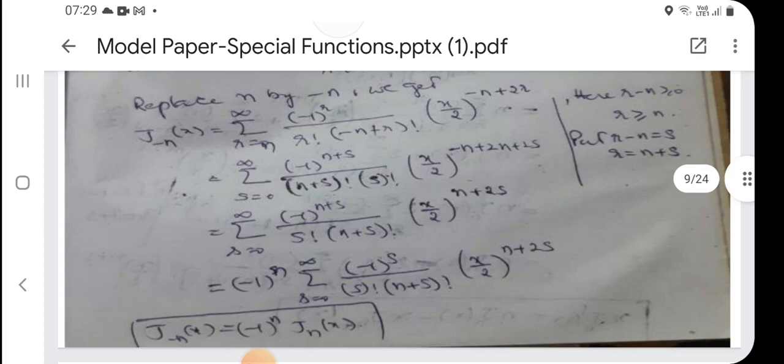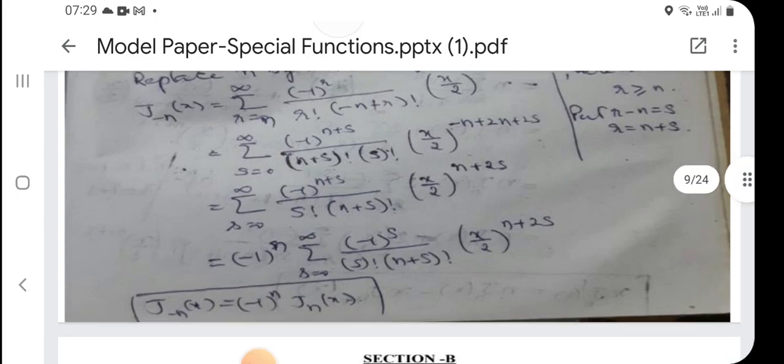Taking minus 1 outside, minus 1 power n into summation minus 1 power s divided by s factorial into n plus s factorial into x by 2 whole to the power of n plus 2s. Therefore, j minus n of x is equal to minus 1 power n into jn of x.